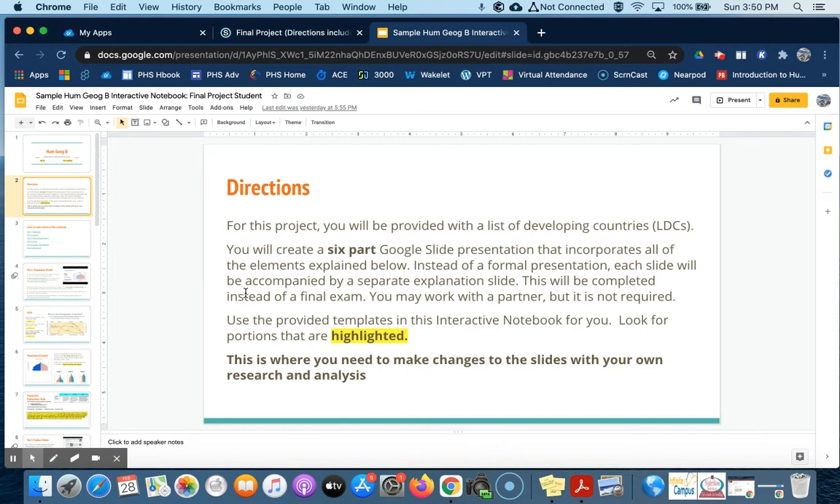And you create the 6-part Google slide presentation that incorporates all the elements that are explained in the next slides. Instead of a formal presentation, each slide is going to be accompanied by a separate explanation slide. This will be completed instead of a final exam. You may work with a partner if you choose, but it is not required. Use the provided templates in this interactive notebook. Look for portions that are highlighted, because that's where you need to replace what's highlighted with your own information.